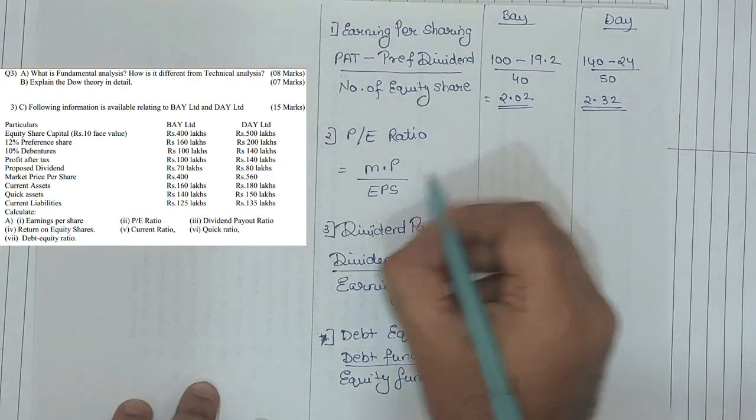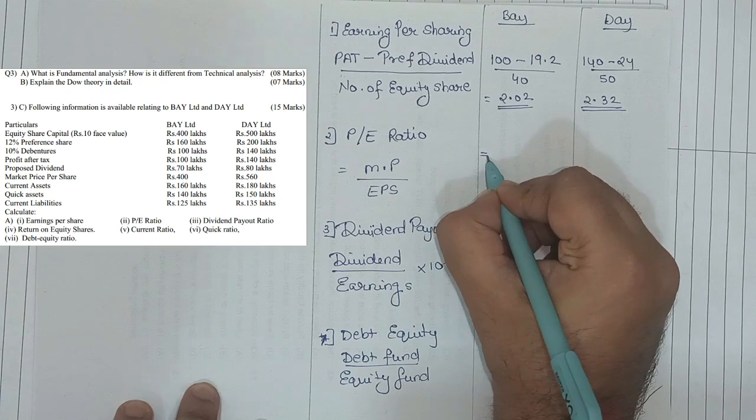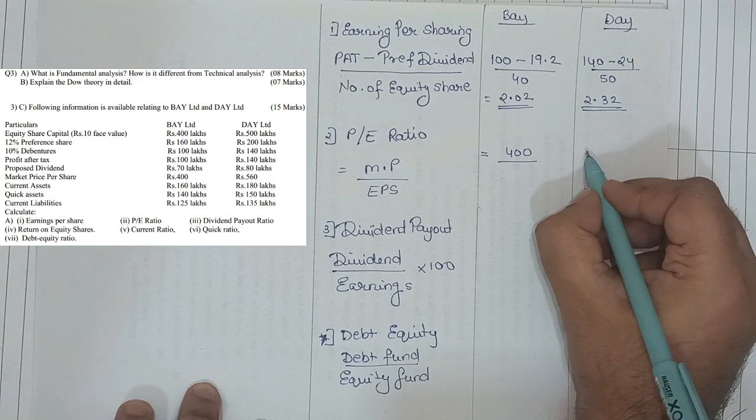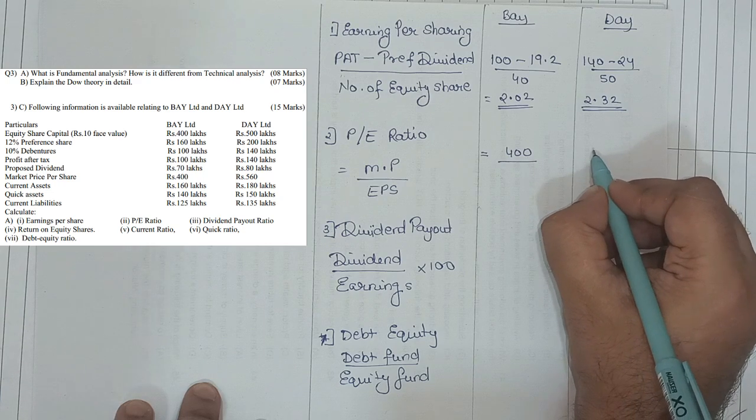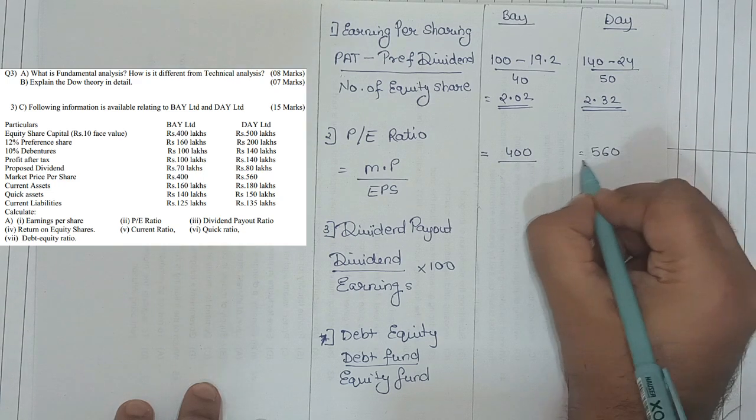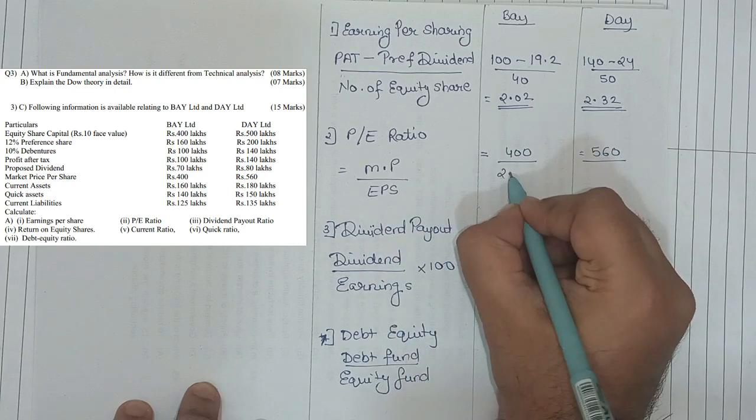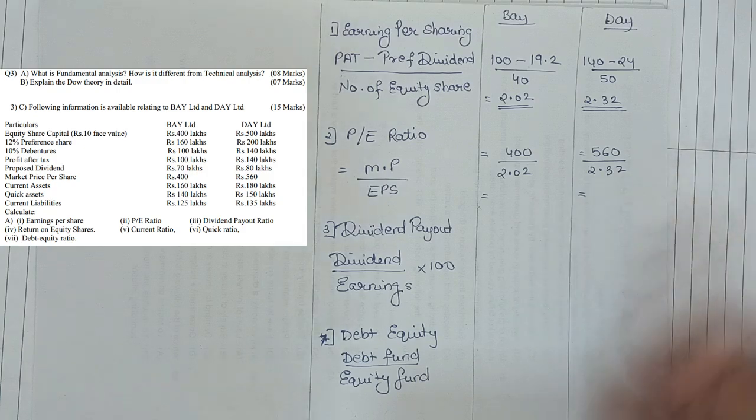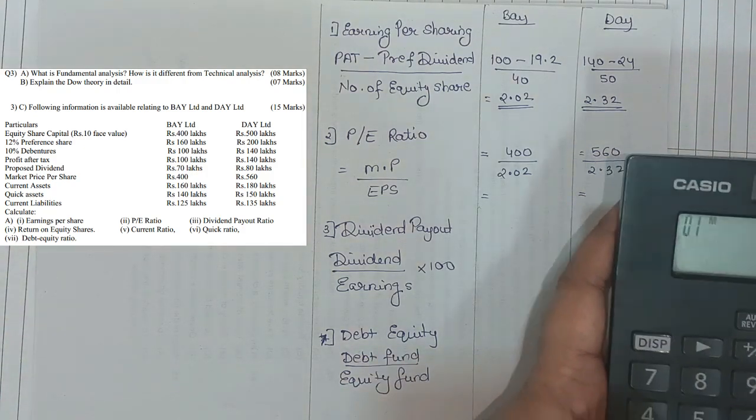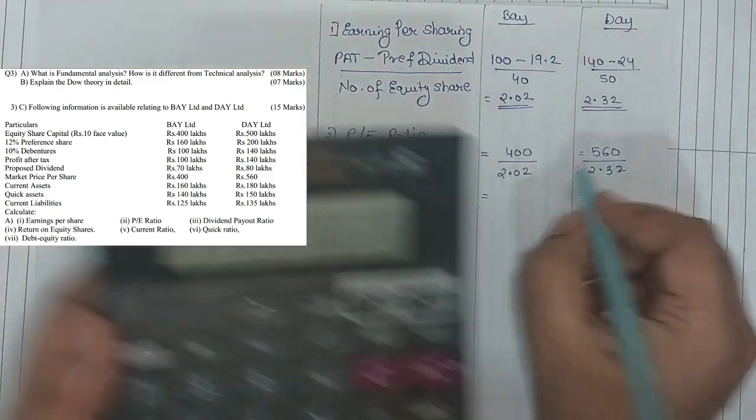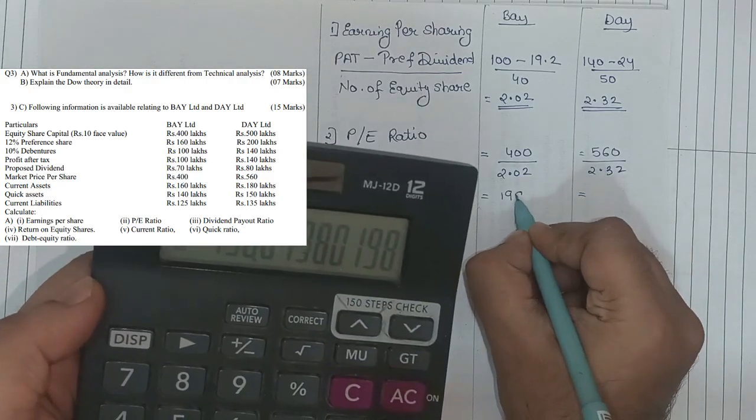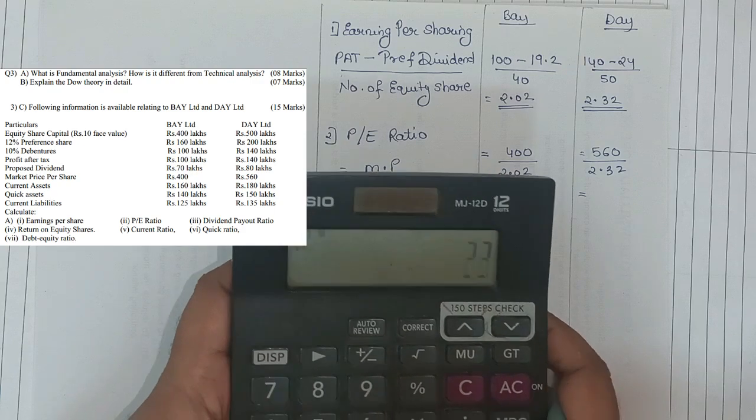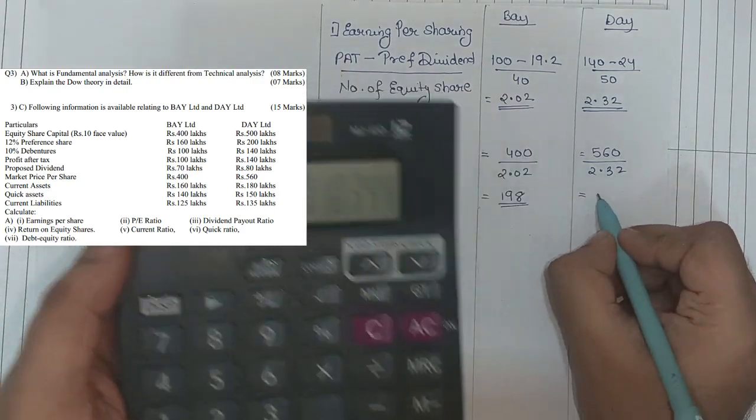Next ratio, PE ratio. Formula is market price upon earning per share. Market price given is 400, and for this one it is 560, upon earning per share 2.02 and 2.32. Chalo, we will apply, divide 400 divided by 2.02, which comes to 198, and 560 divided by 2.32, it comes to 241.